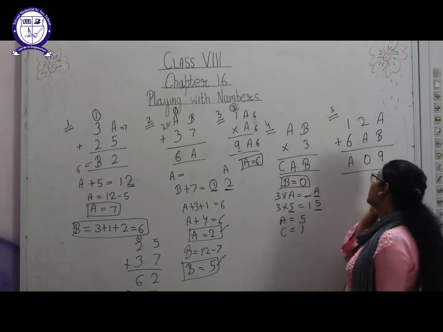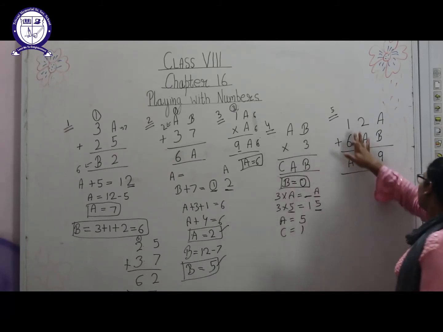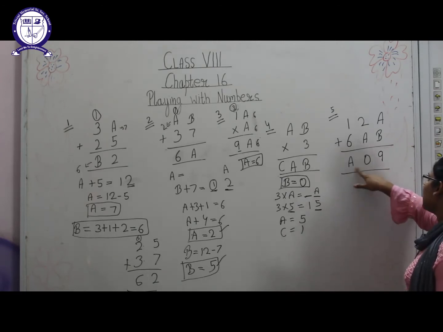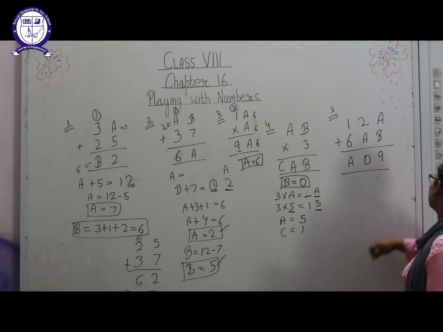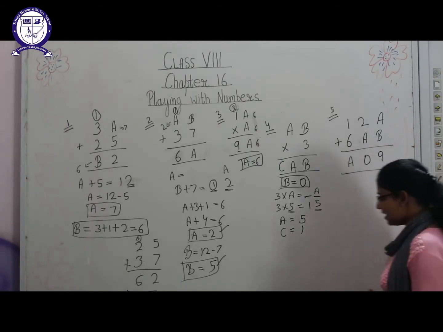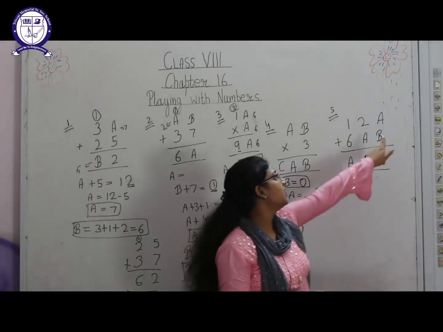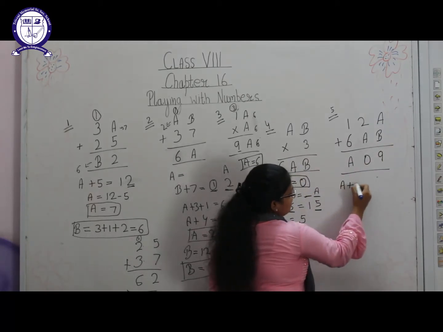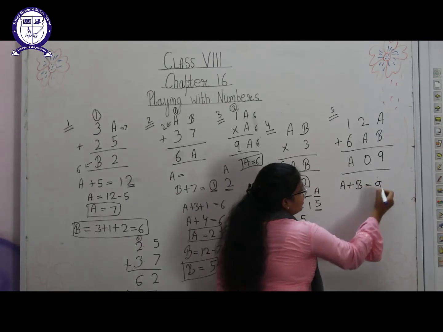Okay students, now the fifth question is 1 2A plus 6AB. We should get the answer A09. Here it is addition, so we will start solving it from here. A plus B is 9 here. We will write it like this, A plus B is 9.